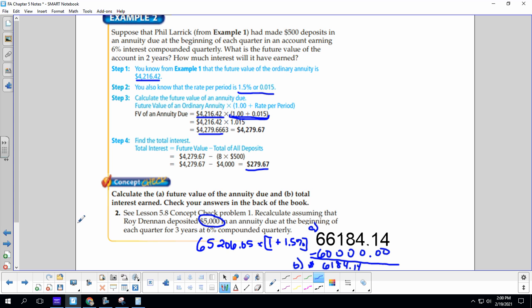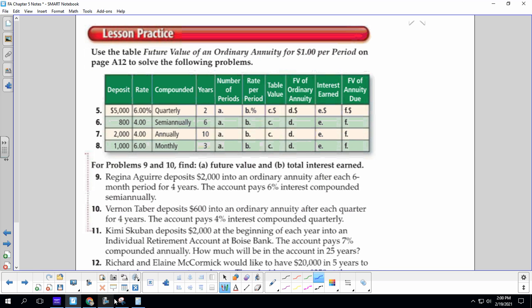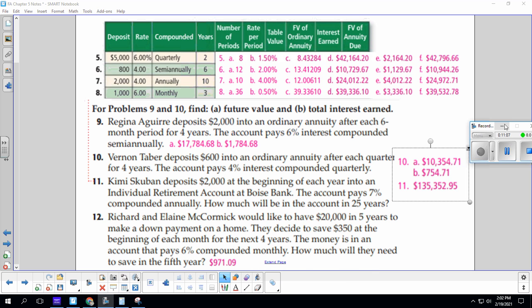All right, and that is what our lesson is for today. Take a moment. I'm going to show you the answers. All right, so here are the answers to the practice for 5-8. Let me know if you need help calculating any of it, and y'all have yourself a great day.